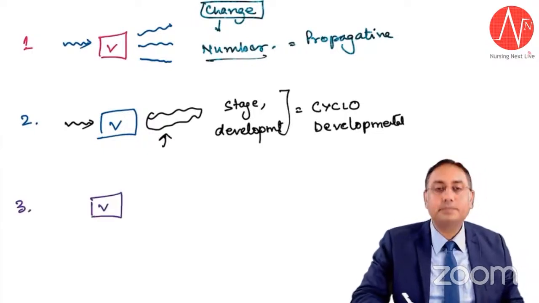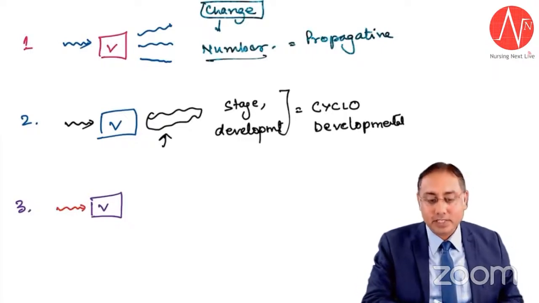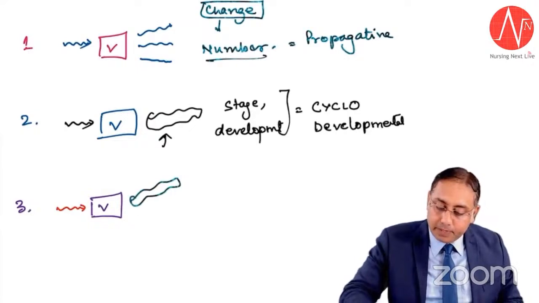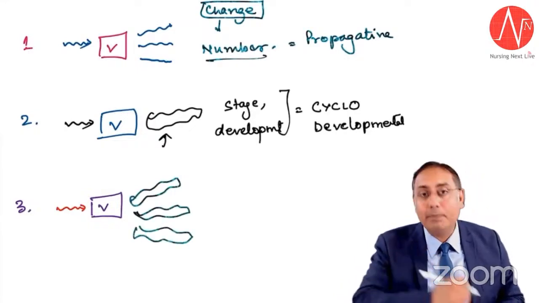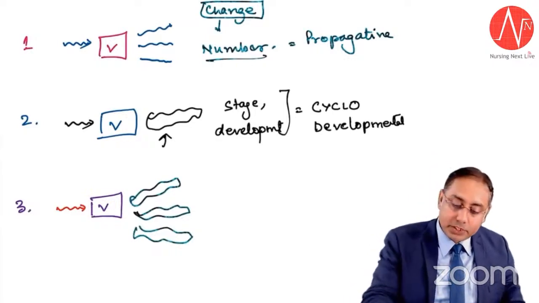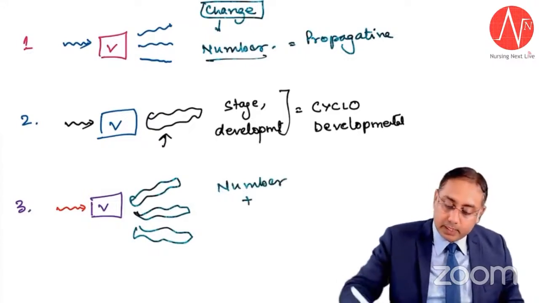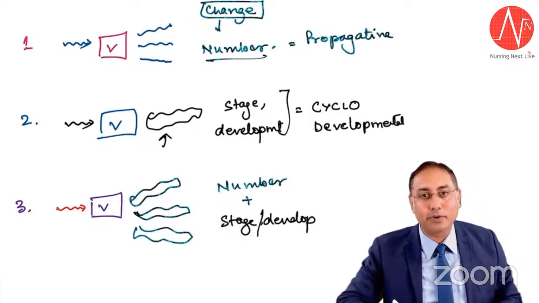Okay. Let us say that there is a third scenario. There is a vector over here. One microorganism enters, and now many microorganisms come out. They are all of different shapes and sizes, and there is a change in number also. So there is change in both. There is change in number, plus there is change in stage, or change in the developmental state of the microorganism.